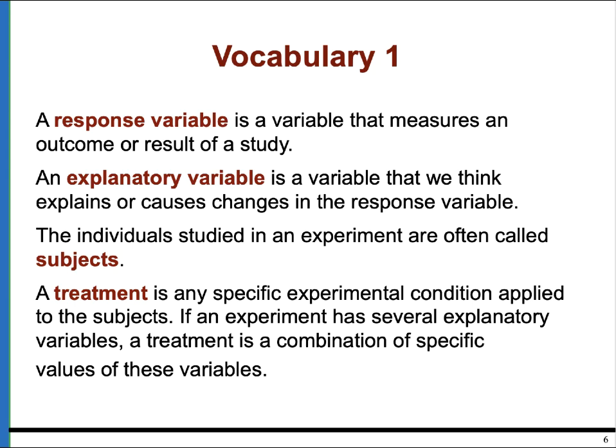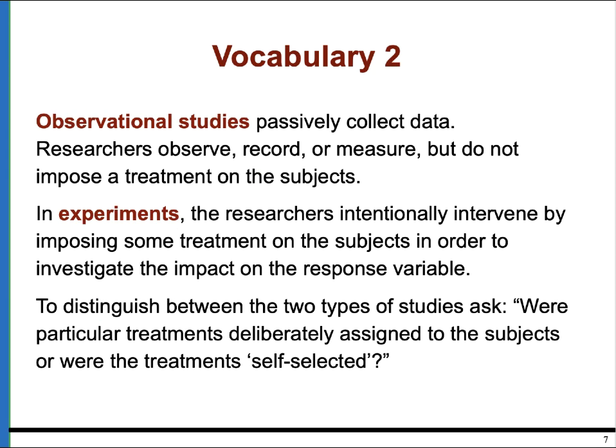That's one of the most important things about experiments, is that you can actually produce this cause and effect kind of relationship. Any of the individuals studied in the experiment will often be called subjects. Instead of calling them individuals, you can also call them subjects. And then we'll have treatments, and that's going to be any specific experimental condition that's applied to these subjects. You can have several explanatory variables, and so the collection of all of those explanatory variables together would become a treatment.